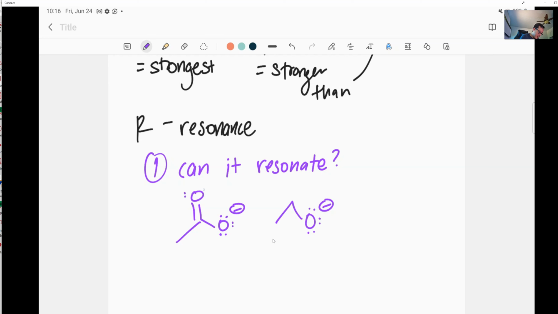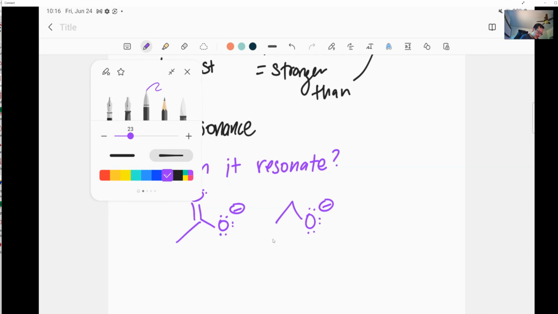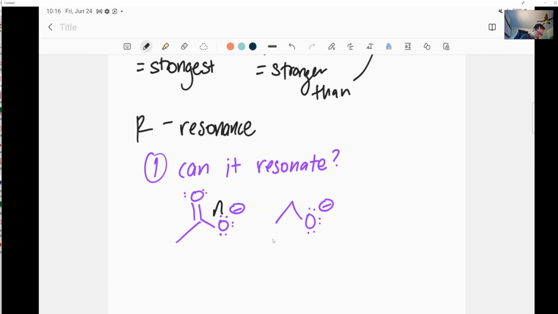we have the ability to resonate the one on the left. Right? This can resonate onto the oxygen. No resonance. So, resonance always wins when we're talking about identical atom identity. So that's going to be your stronger acid, the one whose conjugate base is able to resonate. Because again, you're dispersing that negative charge.